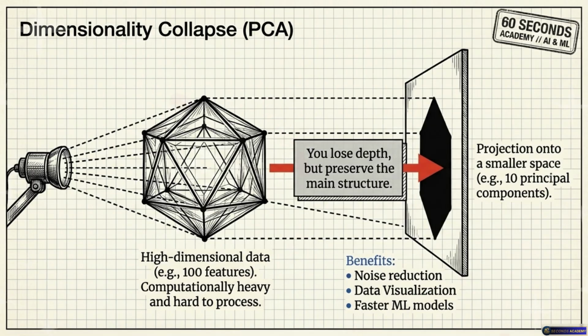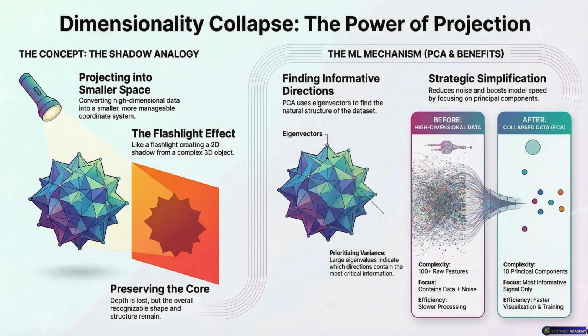In doing so, you permanently lost a dimension of information. You lost the depth of the mug. You cannot look at the shadow and know how thick the ceramic is. However, because we cast the shadow from a good angle, a high variance angle, we preserve the primary recognizable structure of the object. You can look at that flat 2D shadow and still instantly recognize, yes, the shape of the handle is there, the cylinder is there, that is a coffee mug. We threw away data, but we kept the core pattern.